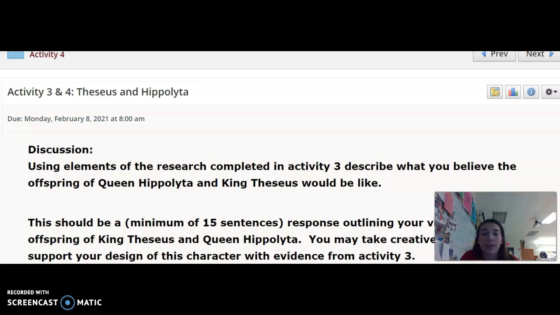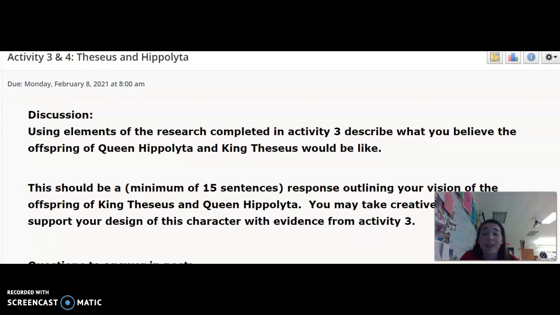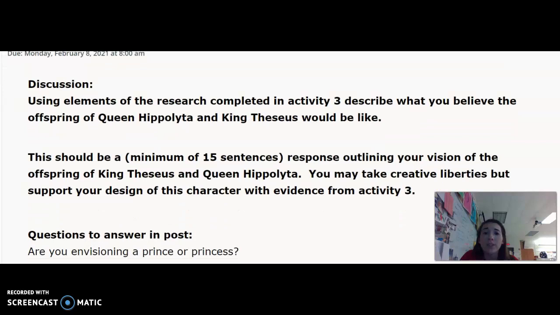So, spoiler alert, within the first 30 seconds of our play, we find out that Queen Hippolyta and King Theseus are going to get married. So obviously then they would most likely intend to have an heir to the throne, and therefore they would be having offspring. Whether you want to determine the gender or not is up to you, but this should be a minimum of 15 sentences response outlining your vision of the offspring of King Theseus and Queen Hippolyta. You may take creative liberties, but support your design of this character with evidence from Activity 3.